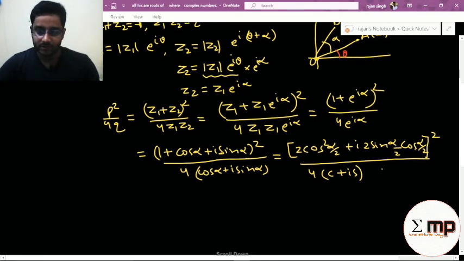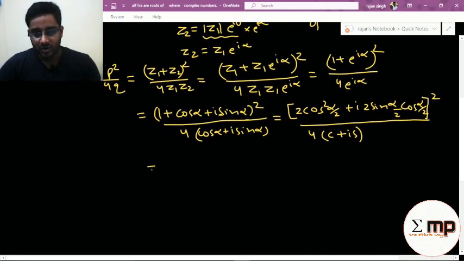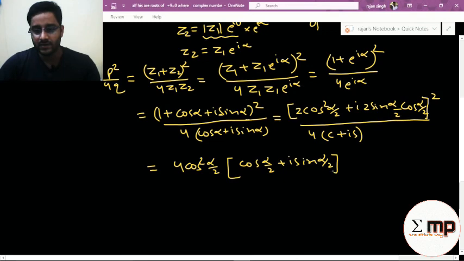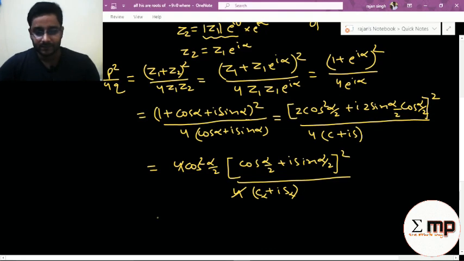There is a whole square going on. So can you see something common coming? 2 common means 2 square, 4, is coming outside. Cos alpha by 2 also coming, so for the whole square it will be cos square alpha by 2. Inside the bracket what is remaining? It's cos alpha by 2 plus iota sin alpha by 2. One cos comes outside the whole square. In the denominator it's 4 times cos alpha plus iota sin alpha. 4 cancels. It's given as cos square alpha by 2.